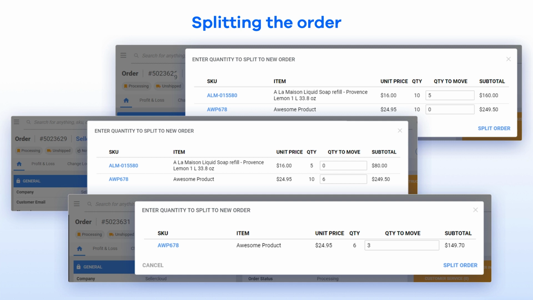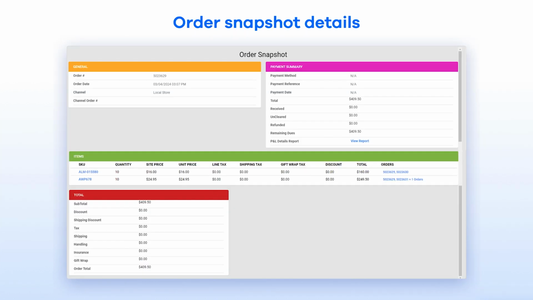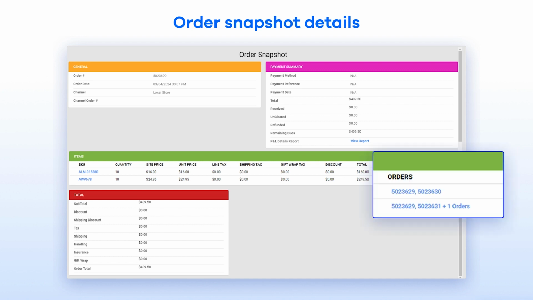And let's take an order and do a lot of splits. We're going to split the parent order into a child order, and then another child order, and then one of those child orders will be split into a grandchild order. Let's keep track of all of this. We come to the order snapshot. Here's our original order with all of its products and a list of the orders where each of those products ended up. So the first product went to these two orders.